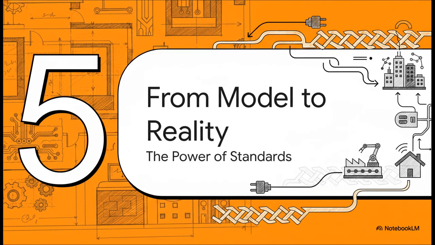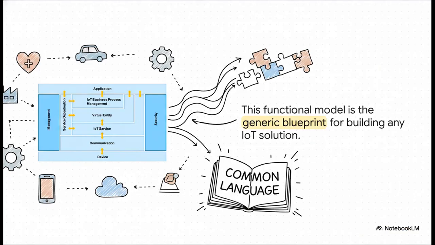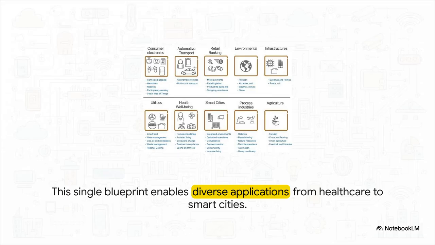So, you might be thinking, how does this abstract model, this city plan, actually connect back to all those real-world applications we saw earlier? Well, the magic is all in standardization. Because everyone is using this same basic blueprint, every new IoT solution is built with the same functional blocks. This creates interoperability, a fancy word that just means different systems can finally work together. And that is the key. That's what makes a truly smart city or a smart factory possible. And this slide just shows you the amazing result.